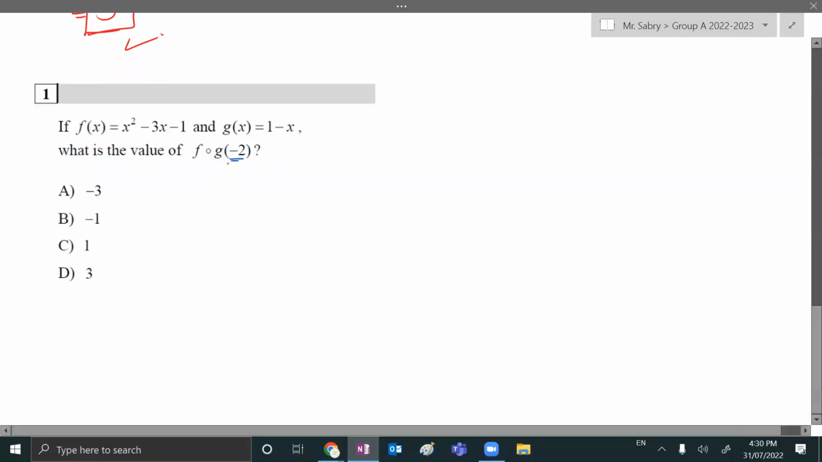So we said we start from the inside out. So -2 will go inside the G, then the G will go inside the F, whatever I get out of that. So -2 inside the G, I'll go for the G, 1 minus -2. So the answer is 3. I'll take this 3 and I'll take it inside the F. So instead of each x, I'll put 3, power 2 minus 3 times 3 minus 1. Calculate this on a calculator and the answer is -1, which means that the answer is B.